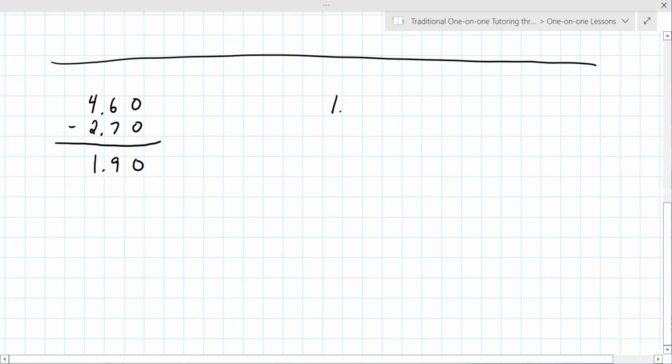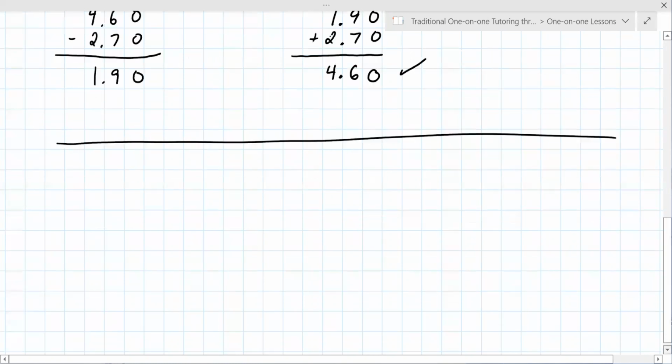All right, so here's how I check. I take your answer and I add the smaller number to it. All right, so 0 plus 0 is 0. 9 plus 7 is 16. So that's 6 with a carry of 1. 1 plus 1 plus 2 is 4. And see how that matches the original? Yeah. Good, good.